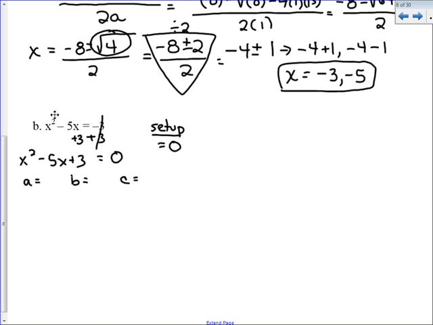So a again is going to be 1. b is negative 5. And c is 3. So my formula is x equals negative b plus or minus the square root of b squared minus 4ac, all over 2a. So once I plug my numbers in and simplify, I've got my x.